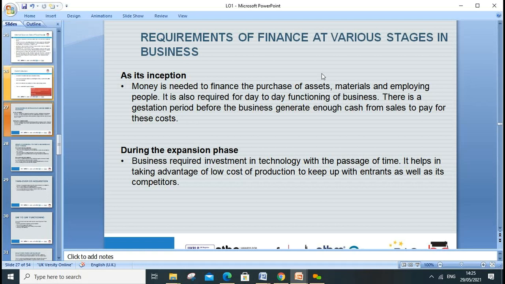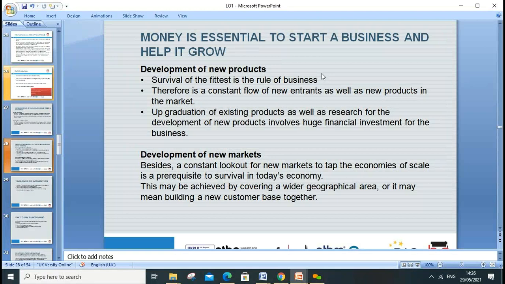Okay, the requirement of finance at various stages. At inception, when you start your business, money is needed to finance the purchase of assets, materials, and instruments. It is also required for the day-to-day functioning of the business. There is a period before the business generates enough cash from sales to meet the costs. During the expansion phase, the business needs to invest in technology, and the money is essential. The development of new products can be survival of the fittest. That is the rule in business, therefore a constant flow of new entrants. That's another thing we need to look at to improve our cash flow.